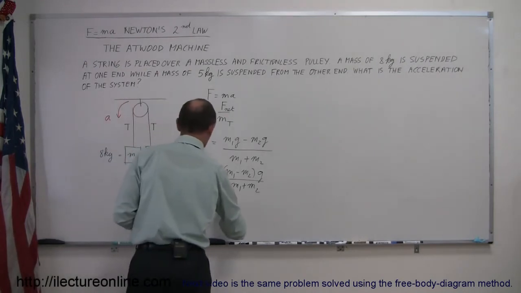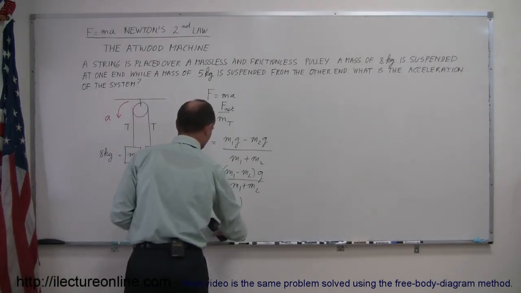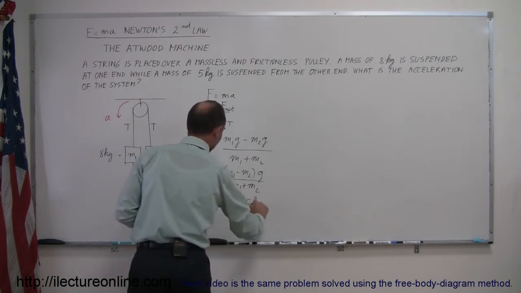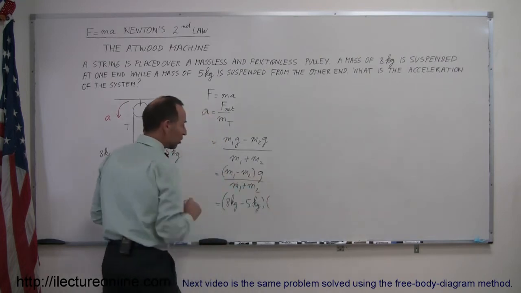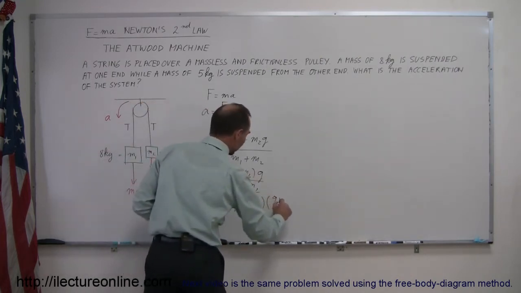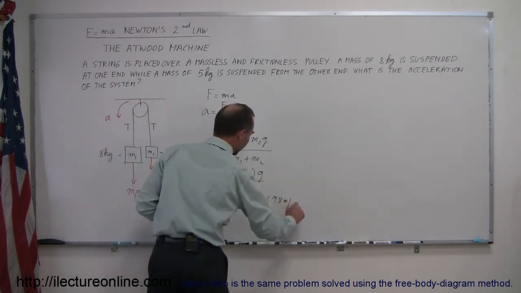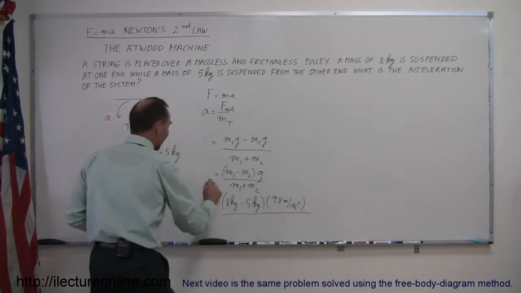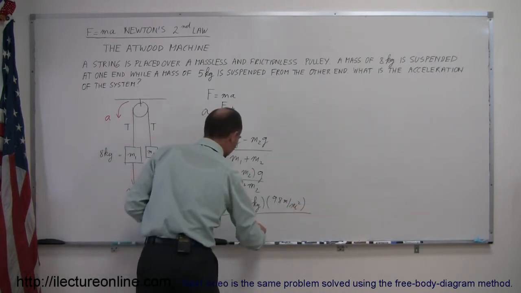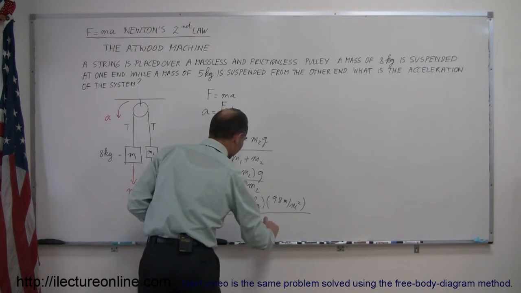All right, plugging in the numbers, since m1 is 8, so that's 8 kilograms. And I should put it in parentheses like I did before, so 8 kilograms minus 5 kilograms times g, which is 9.8 meters per second squared. And we take the whole thing and divide it by the sum of the two masses, which is 8 kilograms plus 5 kilograms.